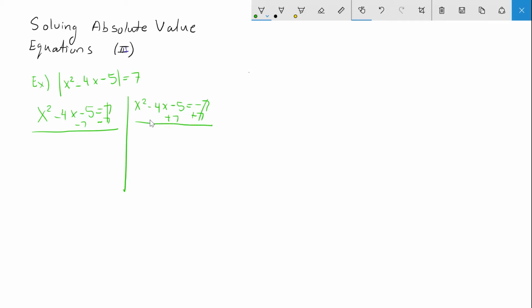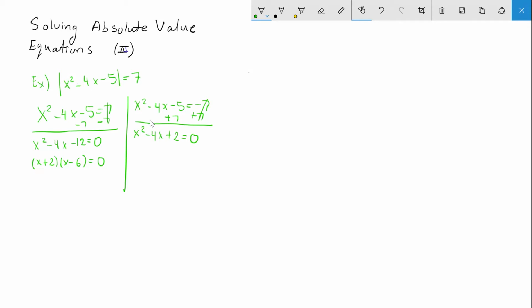This cancels out. And we have x squared minus 4x minus, well, negative 5 minus 7. That's just going to be negative 12 is equal to 0. And we have x squared minus 4x, and we have negative 5 plus 7, that's just equal to positive 2 is equal to 0. Well, if you look at this one, x squared minus 4x minus 12, this is factorable. This simply factors out into x plus 2 multiplied by x minus 6, and that's equal to 0.